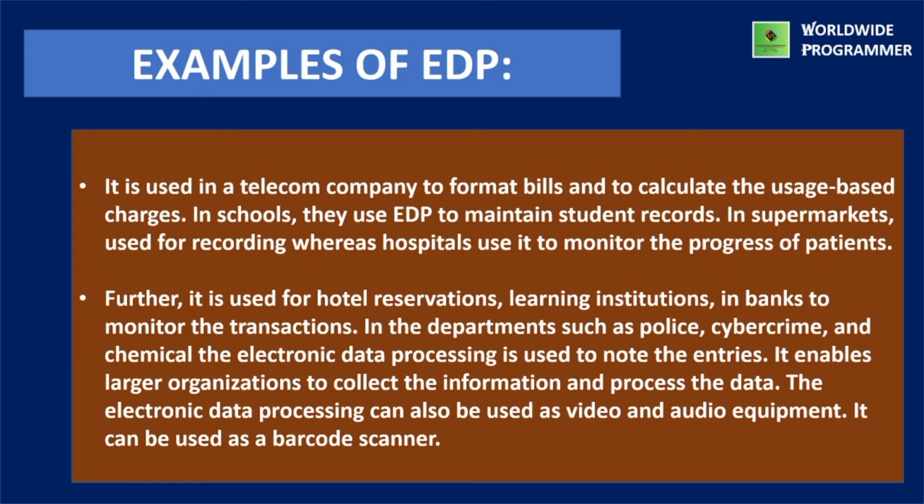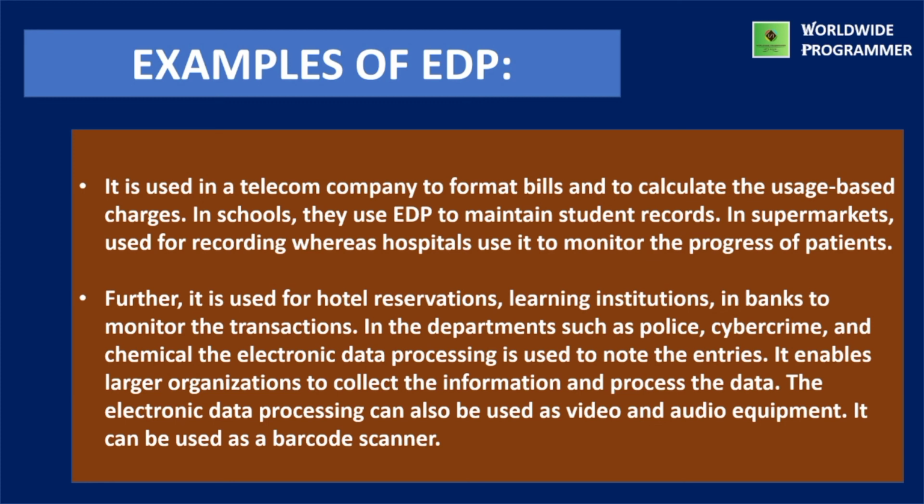And now the examples of electronic data processing or EDP. It is used in a telecom company to format bills and to calculate the usage-based charges. In schools, they use EDP to maintain student records. In supermarkets, it is used for recording sales, whereas hospitals use it to monitor the progress of patients. Further, it is used for hotel reservations, learning institutions, and in banks to monitor the transactions.